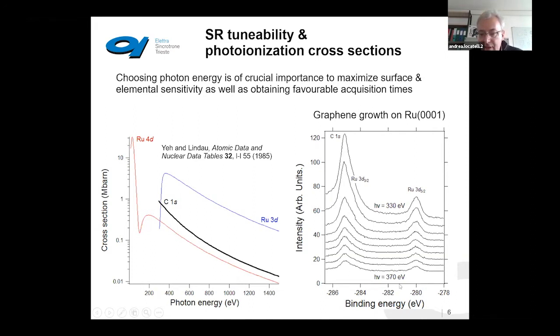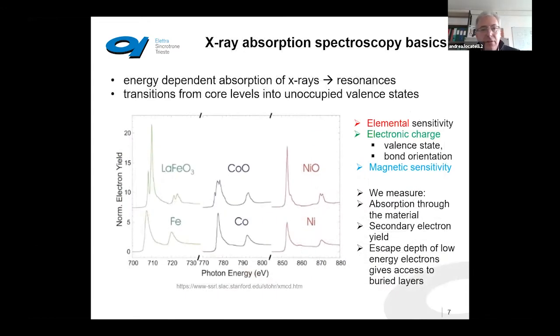At the beginning, at 370 eV, you barely see the carbon, and you see the doublet due to ruthenium 3d. But then as you go down with the photon energy, you become immensely sensitive to carbon. And this is a very, very powerful means to perform an experiment.